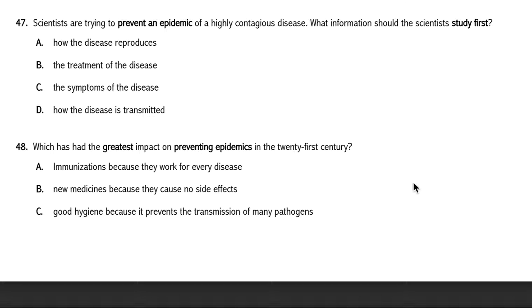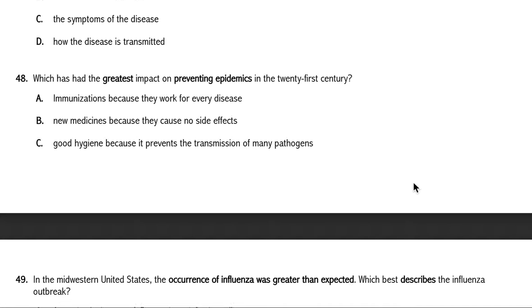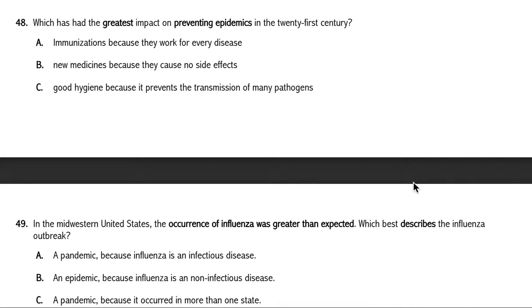Question 48. Which has had the greatest impact on preventing epidemics in the 21st century? A. Immunizations because they work for every disease. B. New medicines because they cause no side effects. C. Good hygiene because it prevents the transmission of many pathogens.